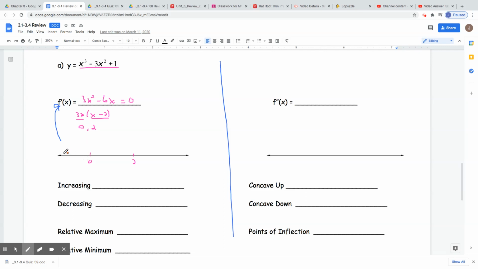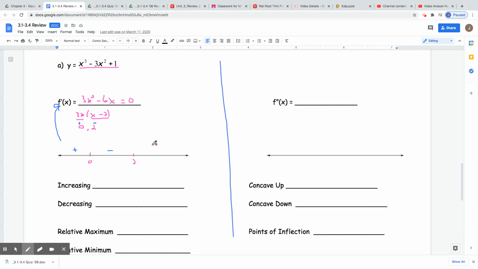I plug in a number less than 0. If I plug in -1, 3 times -1 is a negative. -1 minus 2 is a negative. Negative times a negative is a positive. So I get a positive number, which means any time the derivative is positive, the original is going to be increasing. Then I plug in between 0 and 2. Plug in 1. 3 times 1 is a positive. 1 minus 2 is a negative. Positive times a negative is a negative. That means between 0 and 2, since the derivative is negative, the original is going to be decreasing.